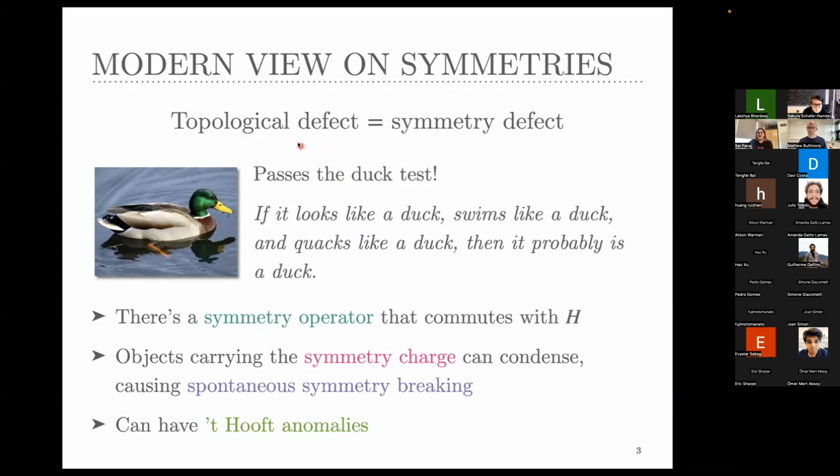By saying a topological defect is a symmetry defect, you always have a symmetry operator that commutes with the Hamiltonian, which is a consequence of the defect being topological in time. There can be objects that carry symmetry charge, and these objects can condense. When that happens, there'll be spontaneous symmetry breaking, and the topological defect can have 't Hooft anomalies, so it has all the nice gifts that we're used to in normal symmetries.